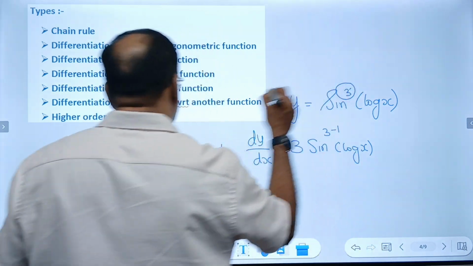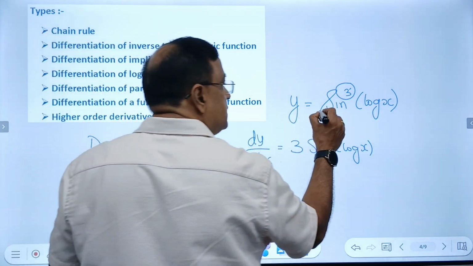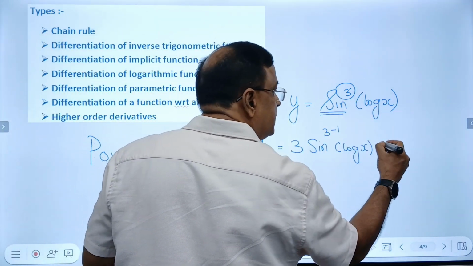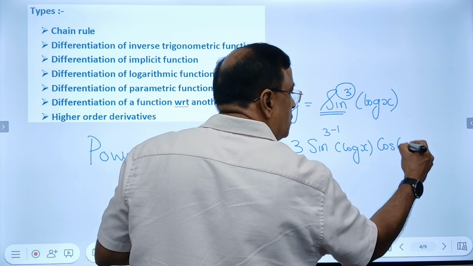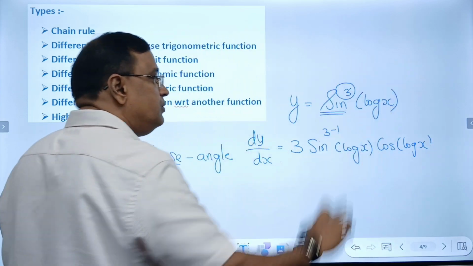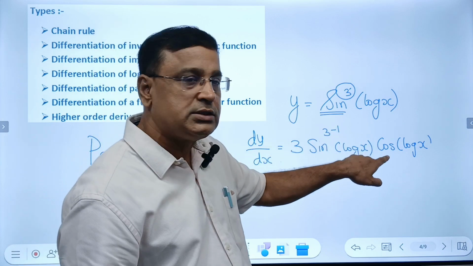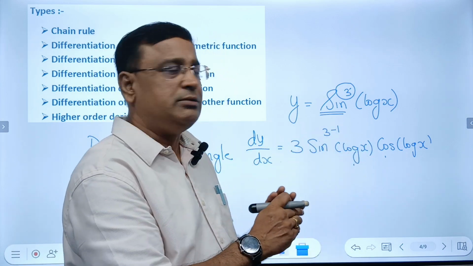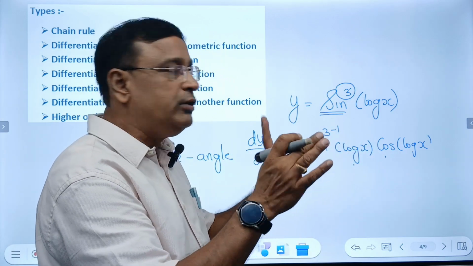After the power, go to the base. For me, the base here is sine. Differentiation of sine is cos log x. Once you are done with the power, don't take the power along with you. Differentiation of sine is cos. It's a chain rule, so it's multiplication. Derivations are there, but we will not go into all that.